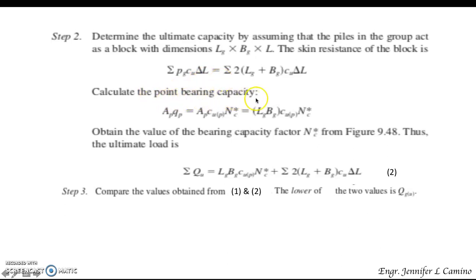So basically, to calculate the point bearing capacity, we have now this equation, or that is equal to this expression. And to obtain the value of the bearing capacity factor N sub C, it is from figure 9.48. So therefore, the ultimate load Q sub G, summation of Q sub U, is now equal to this equation. Then we compare our values obtained from step 1 and step 2. The lower of the two values is the value for our Q sub G.